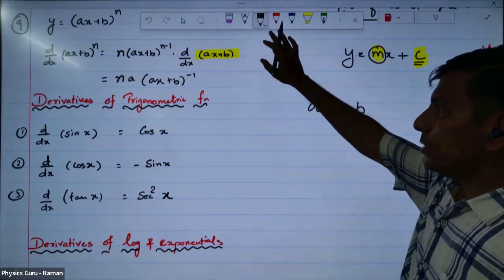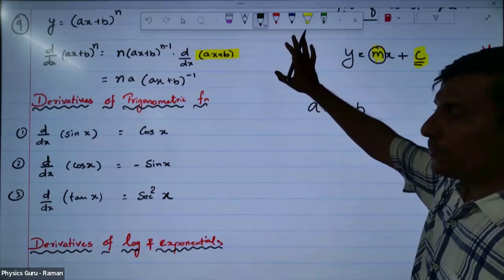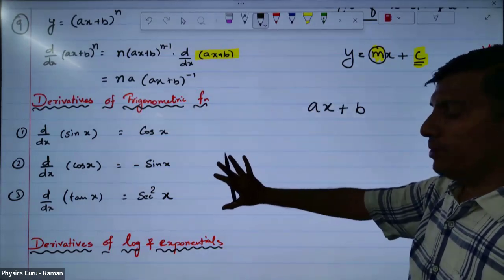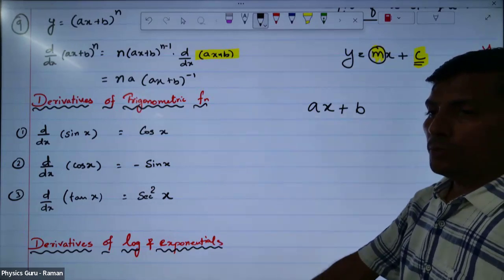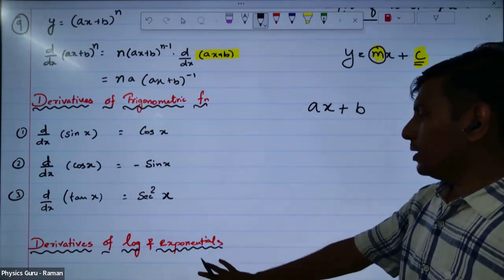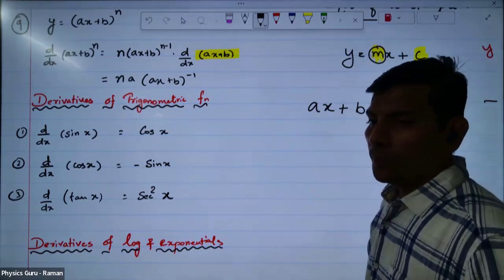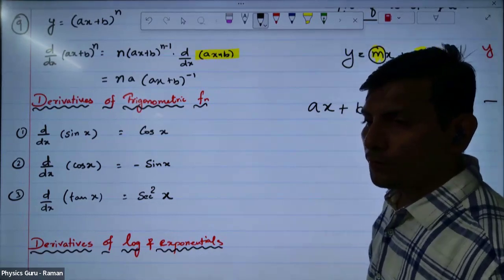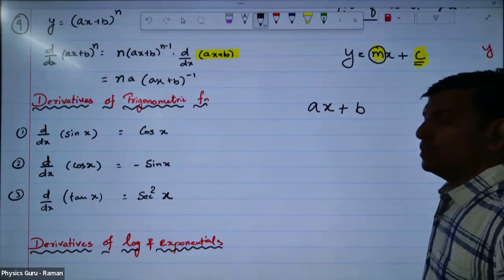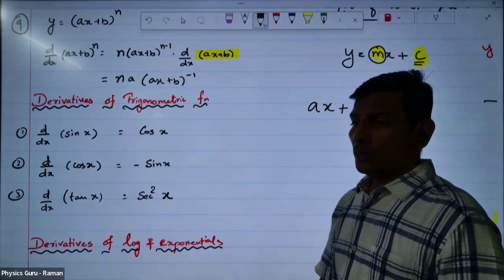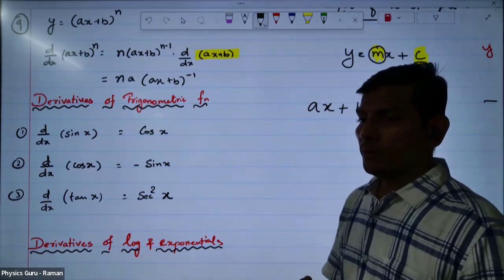So 9 formulae for general derivatives, 3 formulae for trigonometric derivatives, and 3 more formulae for logarithmic and exponentials. So totally 14 to 15 formulae. I want you children to memorize and know them thoroughly. At any given time, whenever I ask you, you should be in a position to tell me those formulae.